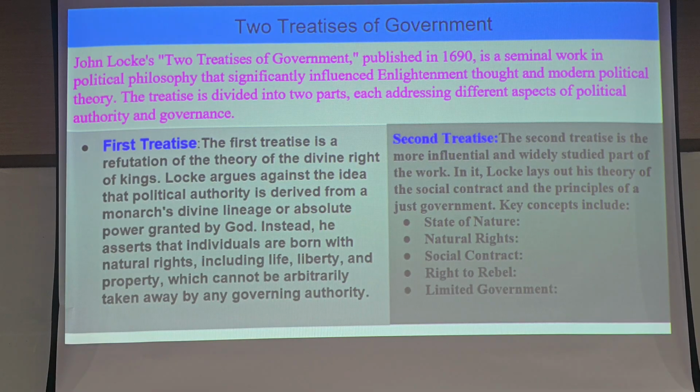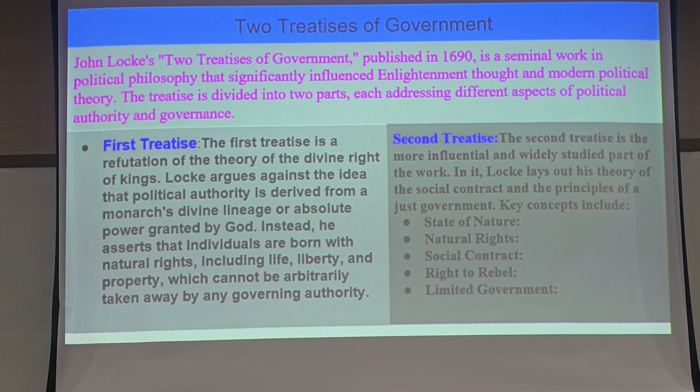Here, in this first treatise, John Locke argues that the king's power did not come from God or by being born into a royal family. Instead, he asserts that individuals are born with natural rights, including the right to life, right to liberty, and right to property, which cannot be taken away by any government or any authority.